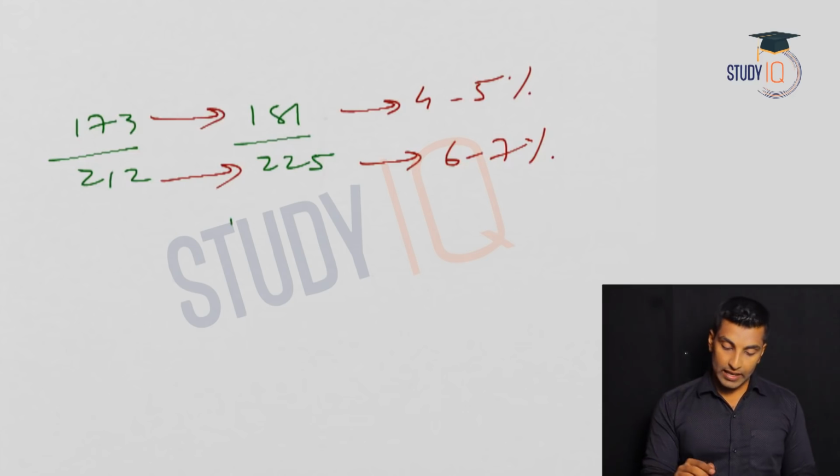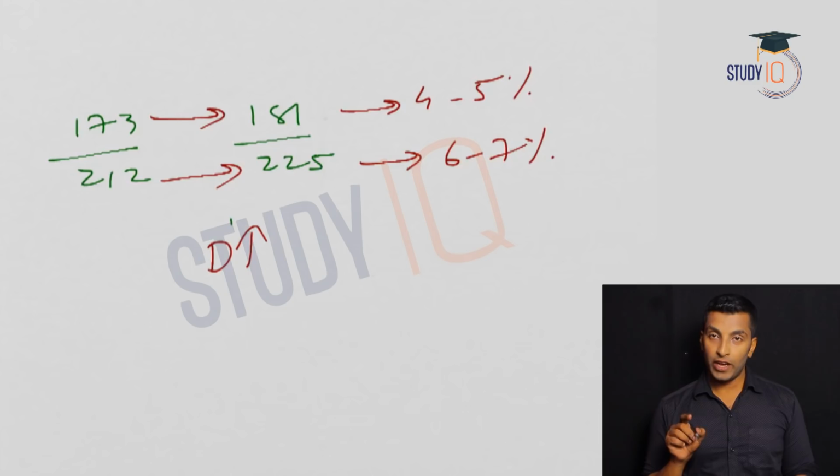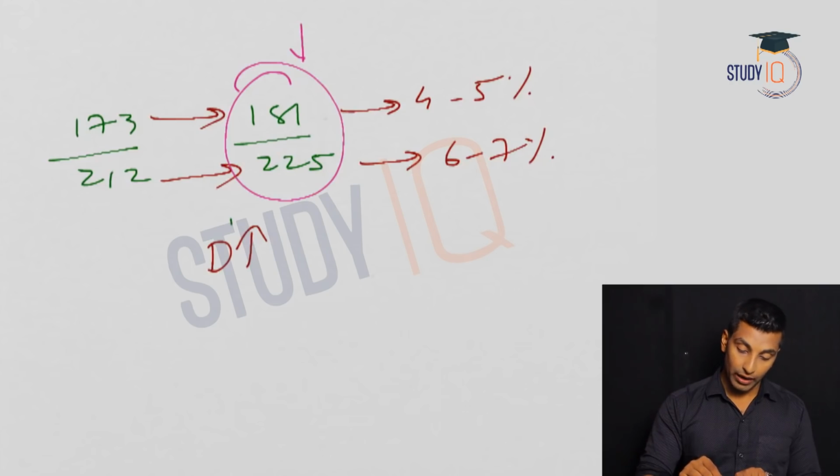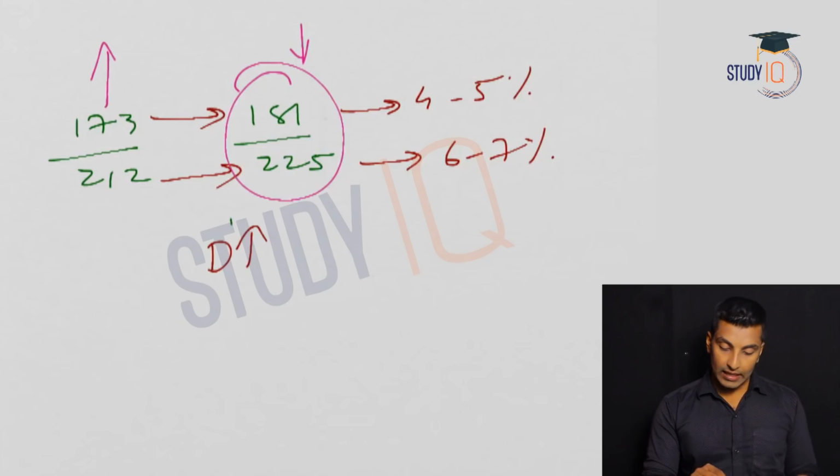That's enough. So if you see here, the denominator is increasing more than the numerator. So if the denominator is increasing more than the numerator, it means the second ratio is the smaller one. Okay, so which one is higher? The first is higher, because if you see, the change in the denominator is more.